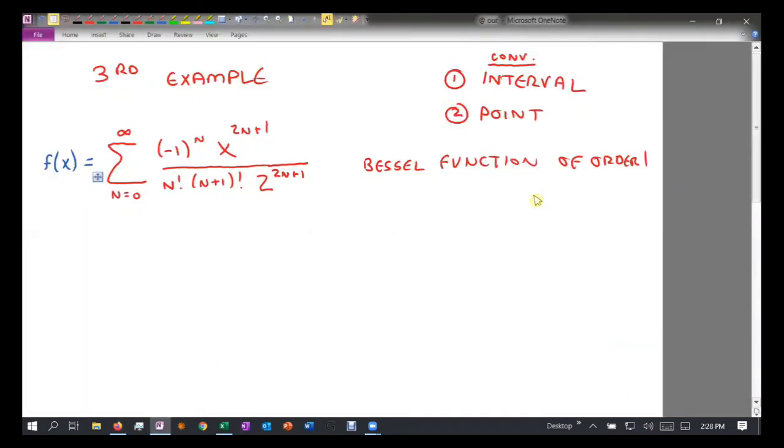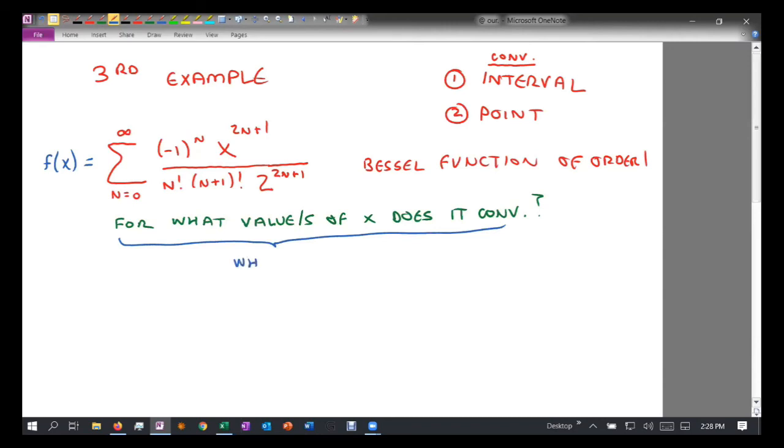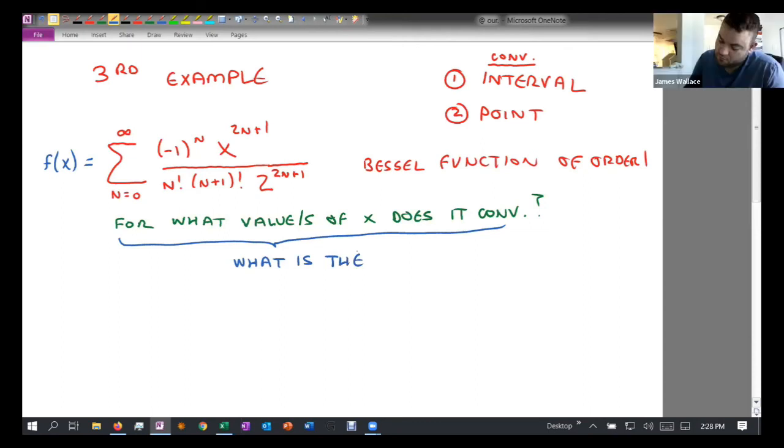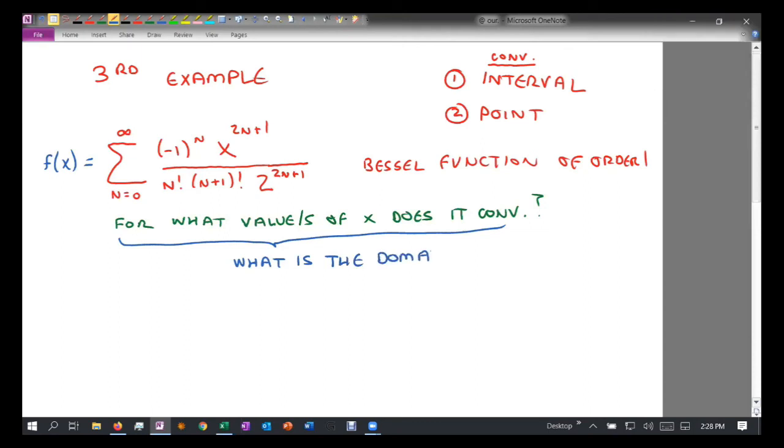Now, the question is, for what values of x does it converge? I really want you to start thinking about this question as me asking you, what is the domain of the function?